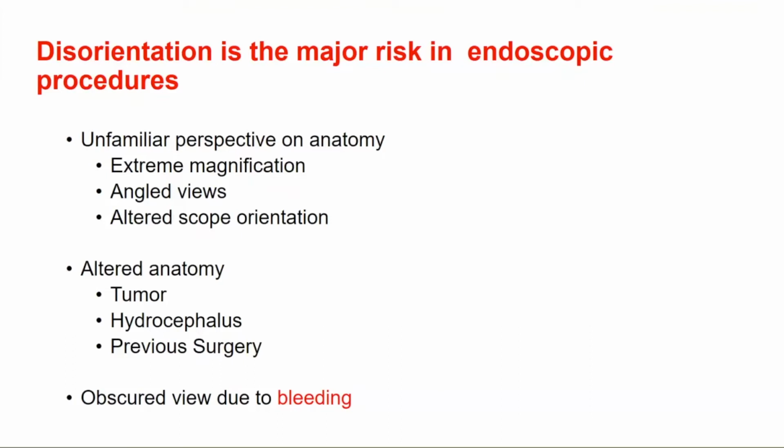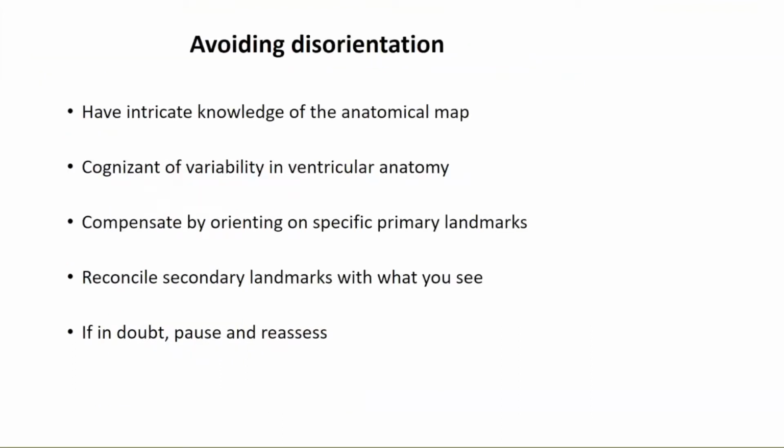So how do we avoid disorientation? Obviously, know your anatomy. Sounds very cliched, but that's the basic step. Know what you will expect in this case when you go down the frontal horn and you're at the right foramen of Monroe. Know that you can have some variability in ventricular anatomy. No two foramens look exactly the same. No two third ventricles look exactly the same. So know how the patient-relevant factors can change the mental anatomical landmarks that you have.